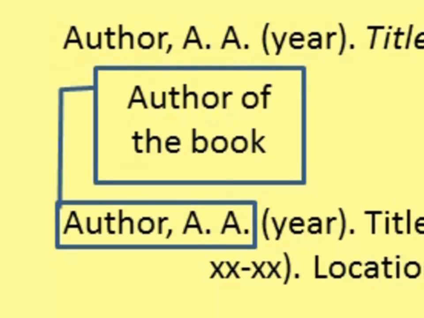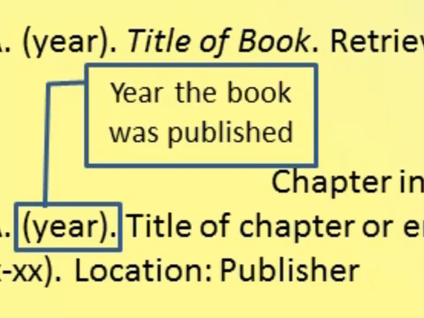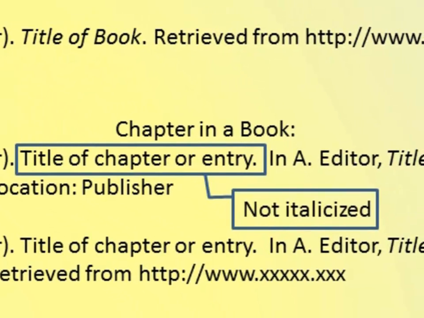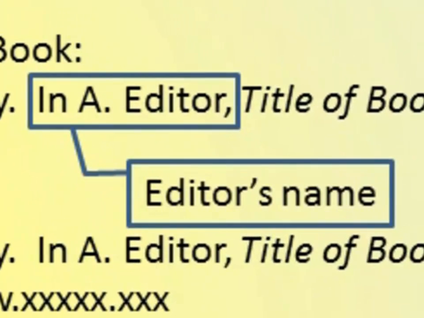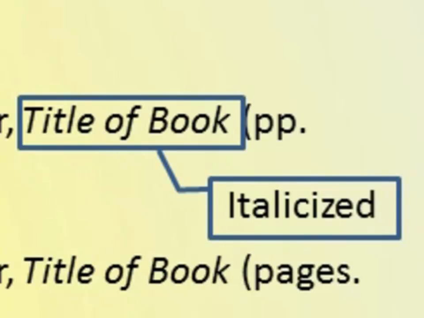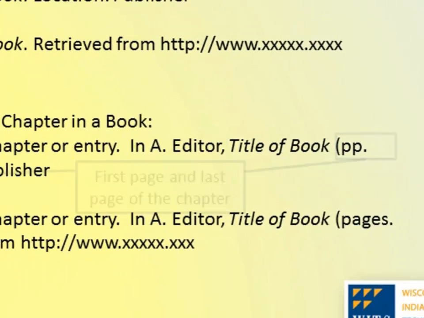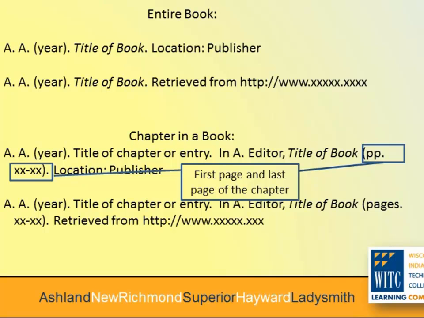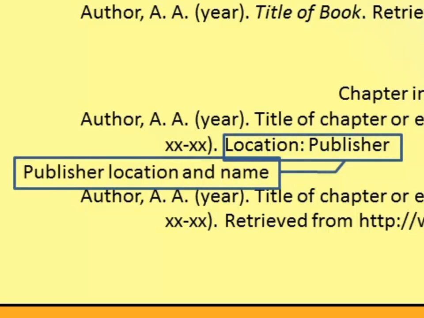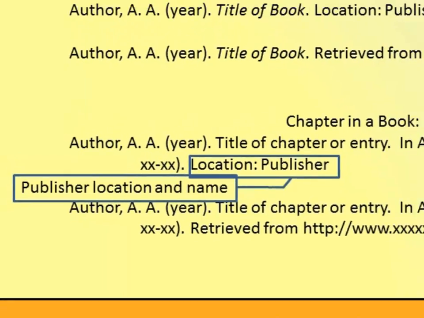So to do that, you need to have the author of the book, again, last name, first name, middle name, initials, the year the book was published, the title of the individual chapter or entry, not italicized, list the editor if it's listed, and if it's a reference book, there probably will be an editor rather than an author. And then you need to have the title of the book italicized. And then you need to list the first page number and the last page number of the chapter. And then at the end you need to have the publisher, location, and name. And again, location is city and state.